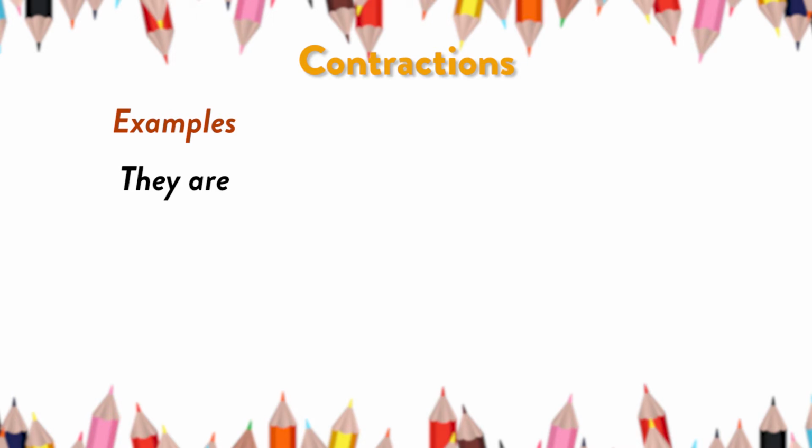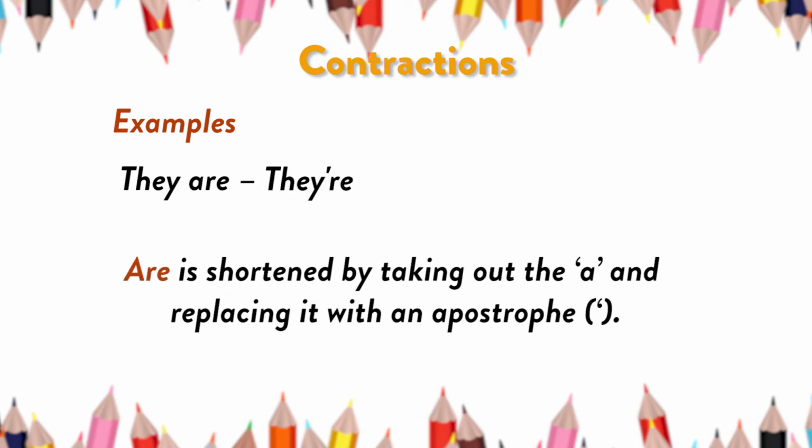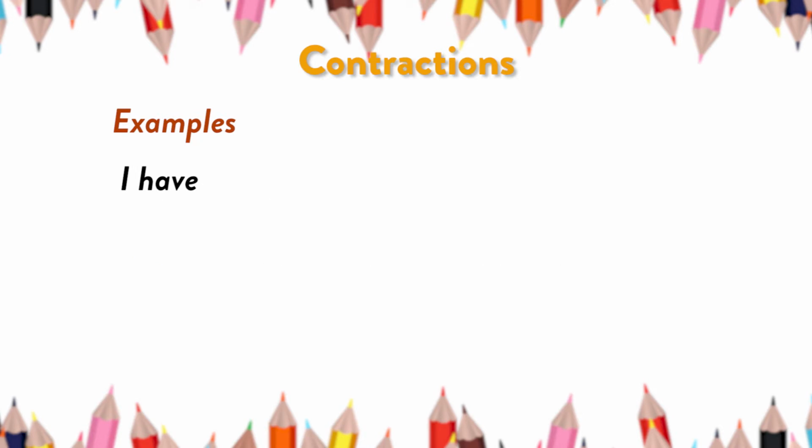Our next example, they are. In contraction form, we say they're. Here we shorten the word by taking out the A from the R and replacing it with an apostrophe. Again, for any contraction where we use the word are, this is how we shorten that word, by taking the A out and replacing it with the apostrophe. So the contraction is they're, THEY apostrophe RE.